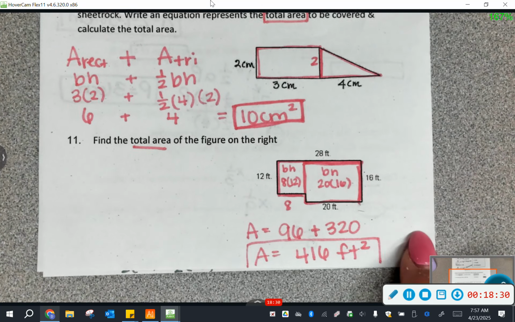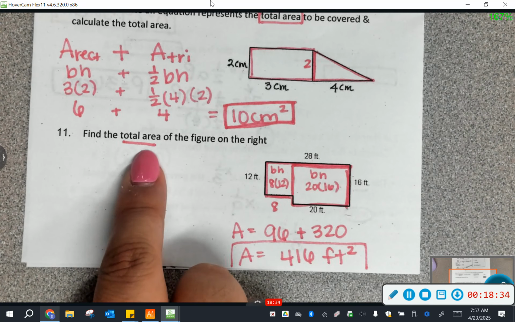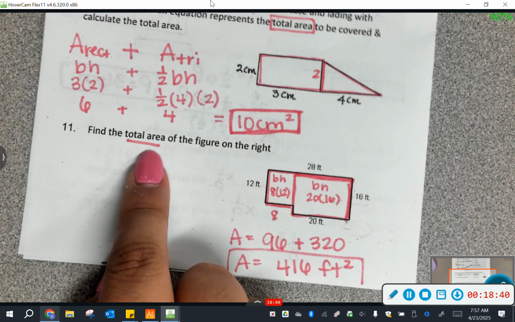So whenever you have composite figures like these two, and it wants total area, you just find the area of each and then add them together.